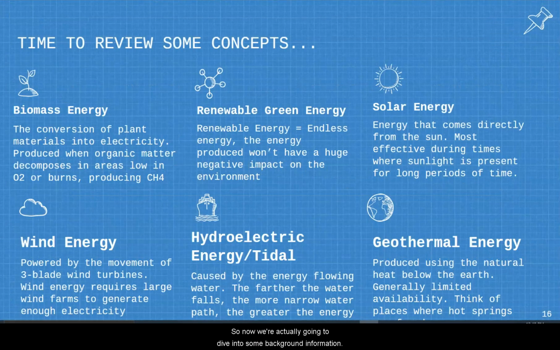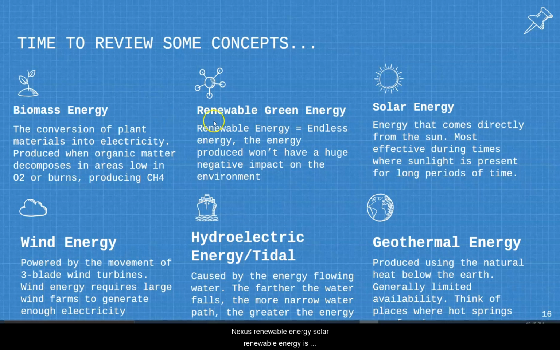So now we're actually going to dive into some background information. We're going to talk about biomass energy, renewable green energy, solar energy, wind energy, hydroelectric energy, and tidal energy, and lastly, geothermal energy. Biomass energy is the conversion of plant materials into electricity. It is produced when organic matter decomposes in areas low in oxygen, or burns, thus producing methane, or CH4.